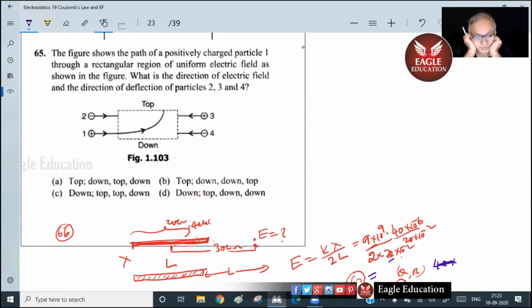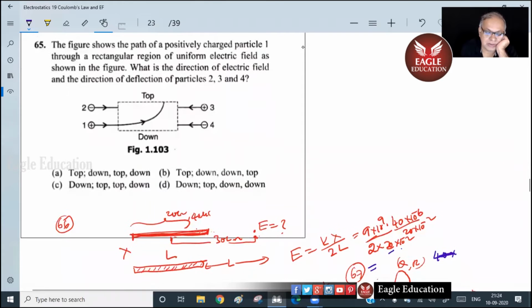Question 65. The figure shows the path of a positively charged particle 1 through a rectangular region of uniform electric field as shown. What is the direction of electric field and the direction of deflection of particles 2, 3, and 4? Positively charged particle 1 is going and bending like this, which means the field should have been up like this.